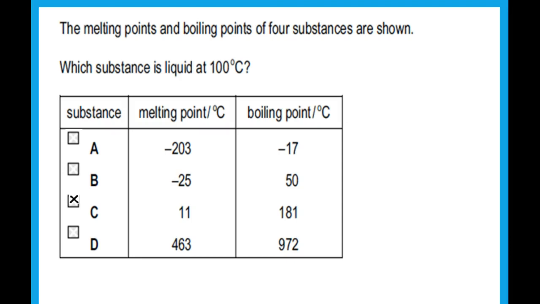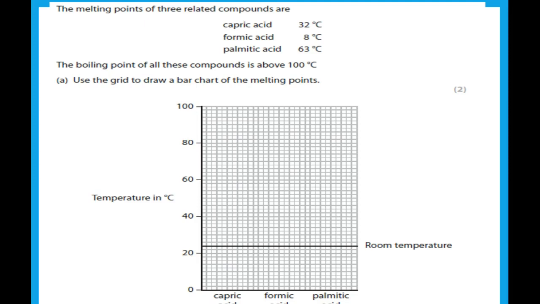The other one, the temperatures are very high. The last answer, the melting point and boiling point are very high, and that means that at 100 I have not yet reached the melting point, so it would be a solid. Are we okay with all of this?